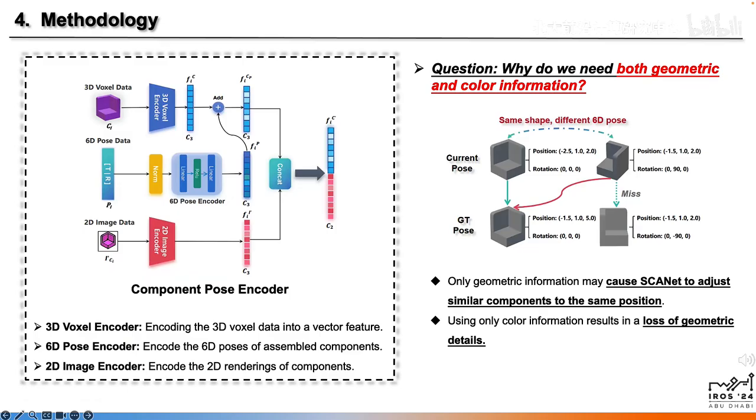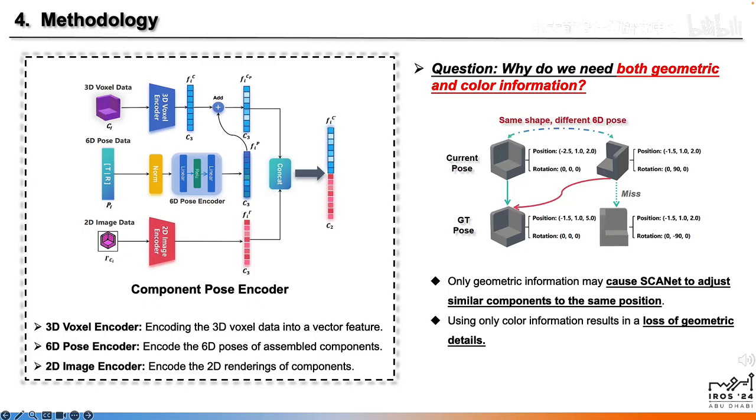The component pose encoder in the assembly correction module includes three subencoders: the 3D voxel encoder, 6D pose encoder, and 2D image encoder. The 3D voxel encoder uses 3D convolutions, batch normalization, and ReLU activation to convert voxel data into a one-dimensional feature vector. The 6D pose encoder uses fully connected layers to transform pose data into a feature vector, which is then summed with the voxel features. The 2D image encoder, based on ResNet, processes the image data, and its output is concatenated with the summed vector, producing the final encoded component features.